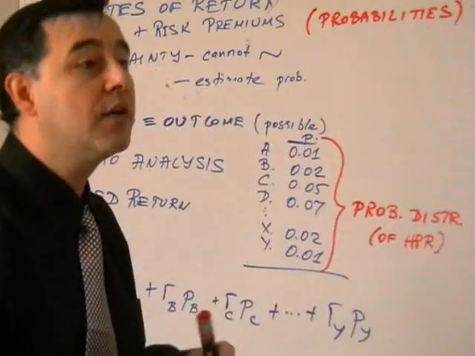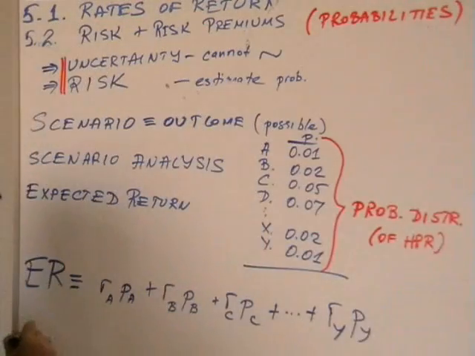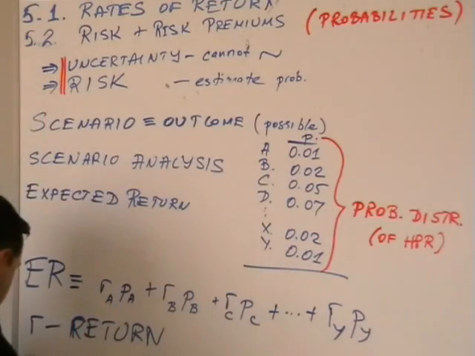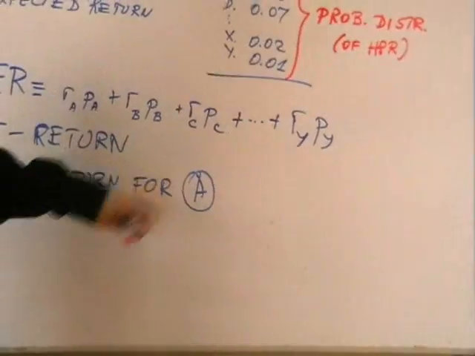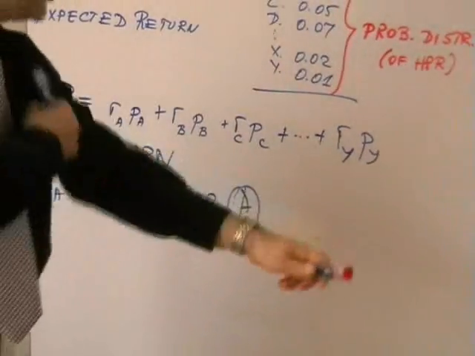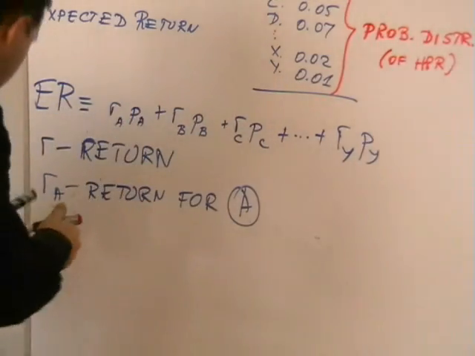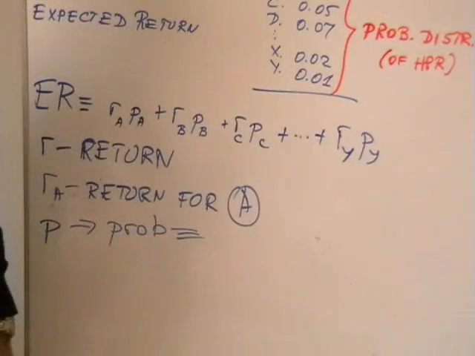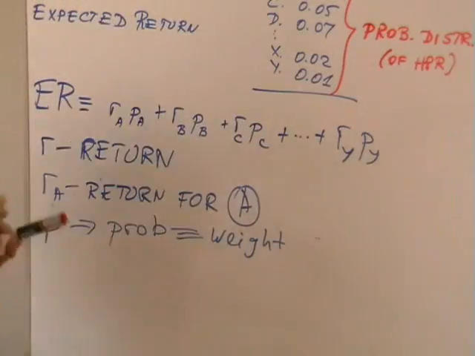Question? P is the probability, but what's R? R is the return. So R is the standard letter in finance for the return. So RA represents the return for outcome A. RB is the return for outcome B. So we take the first return by its weight or probability. Again, R represents the return and P represents probability, but the probability itself is the same thing as weight. You studied most of this stuff, right? Yeah. Alright, so we move on to the next thing.